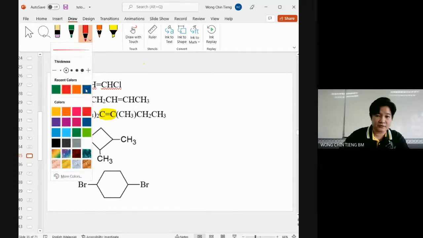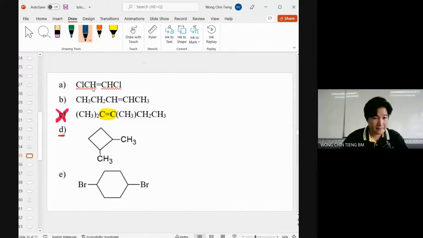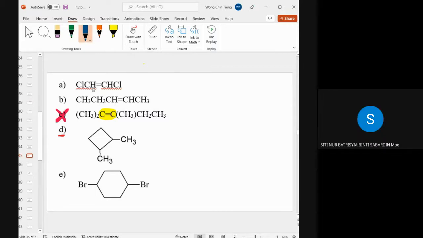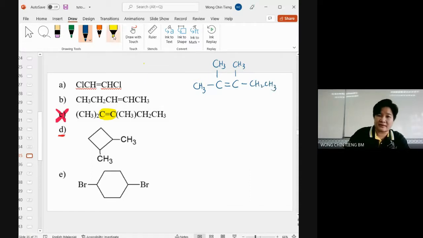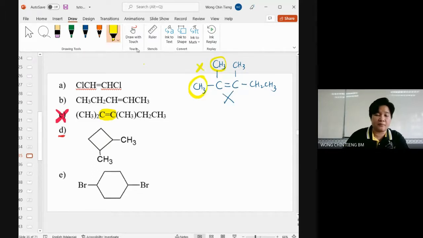Dia ada siapa kumpulan sama tu, Bat? CH3. Alright. C tu ada CH3. Soalan C kita ada CH3 yang sama. Bila dia ada CH3 yang sama bermakna dia tak boleh ada cis-trans. Due to the presence of the same group over here, it does not fulfill the requirement. So you cannot have cis-trans over here.